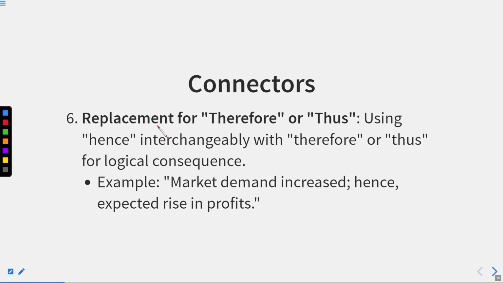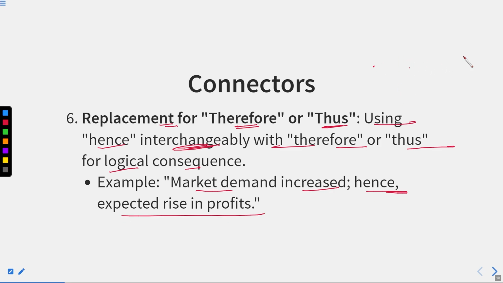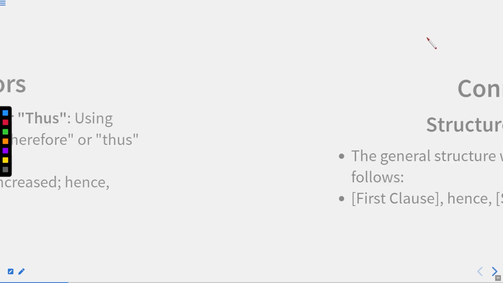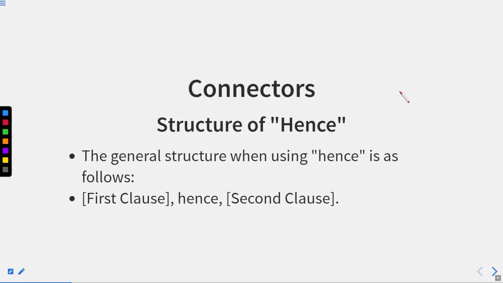Now let us move to the next one. That is replacement for therefore or thus. Now, this word can substitute or can be used in place of therefore or thus. It means it can replace these two words in the sentence. Using hence interchangeably with therefore or thus for logical consequence. Market demand increased, hence expected rise in profits. It means therefore is equal to hence is equal to thus. It means all these three words can be substituted in place of one another.